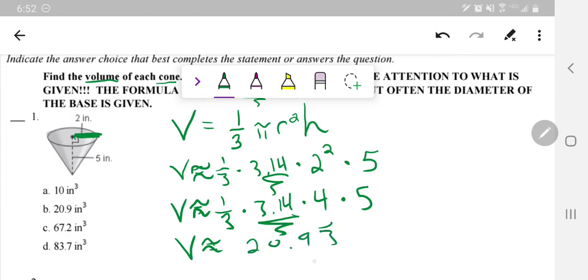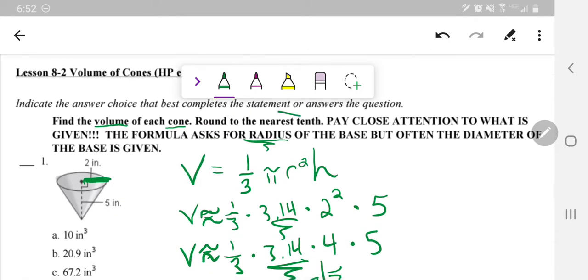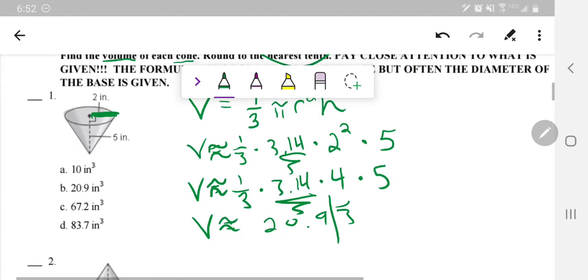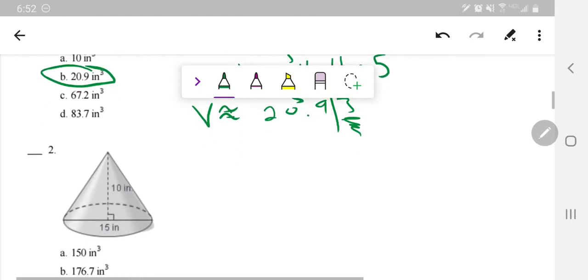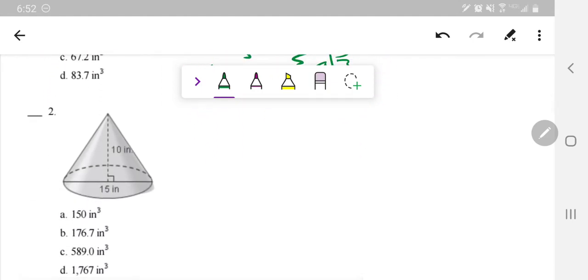20.93 repeating, but it says up here, I believe it says round to the nearest 10th. Yes, right here, round to the nearest 10th. So we cut it there. 9 stays because the 3 here is less than 5. All right. I will do one more example from this homework.